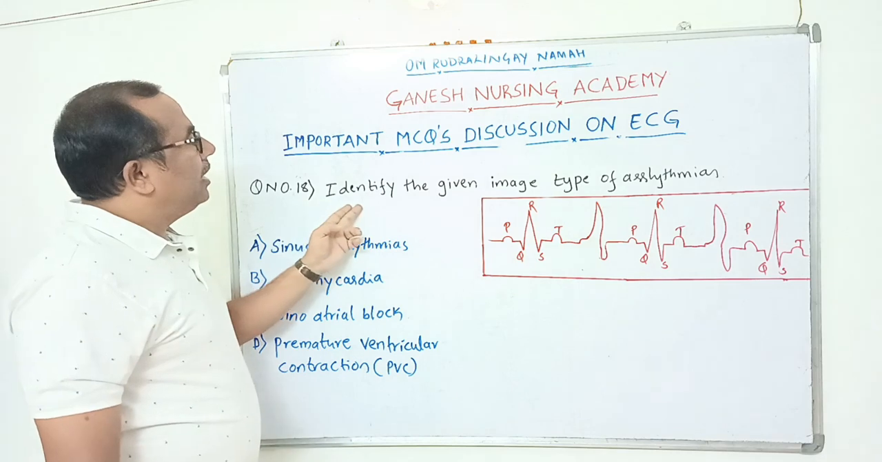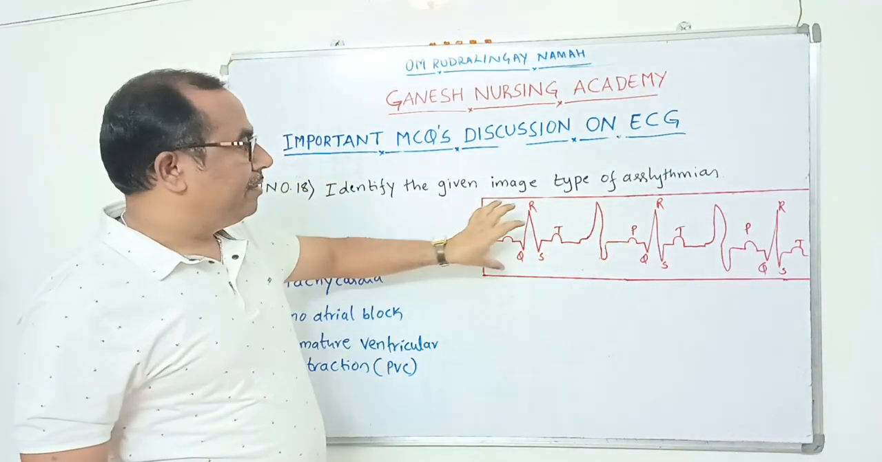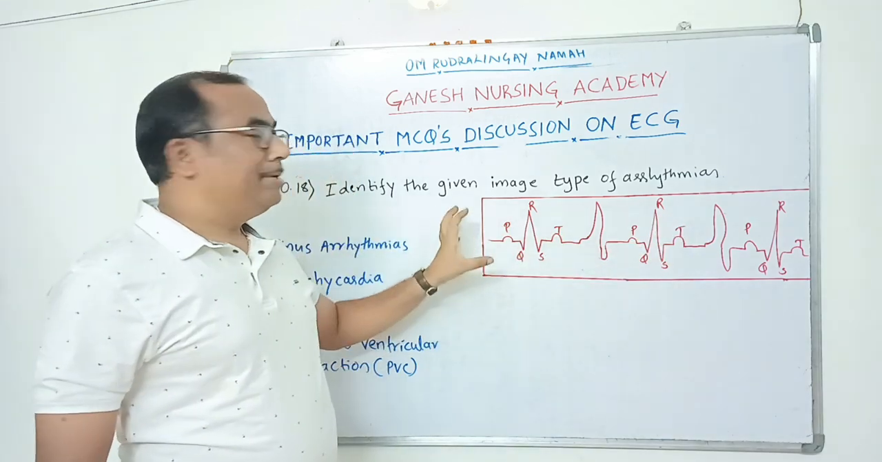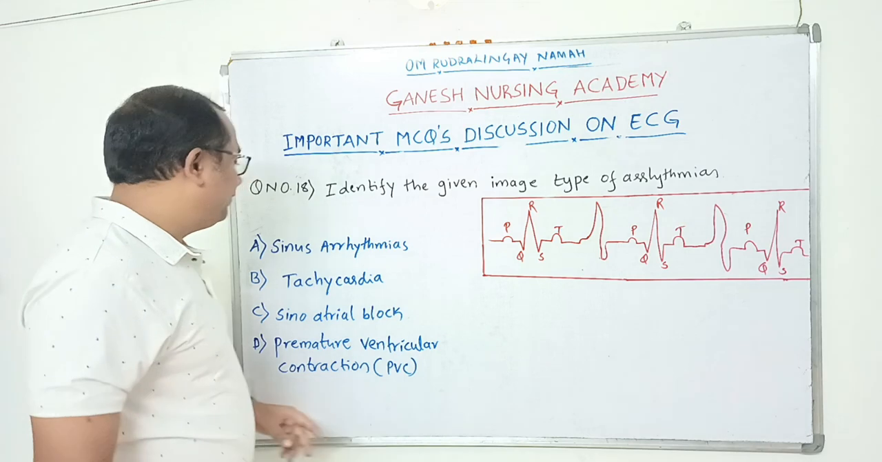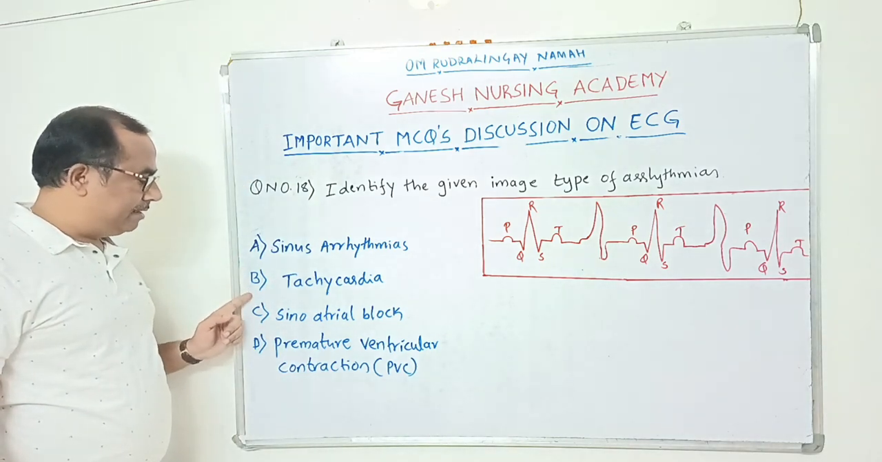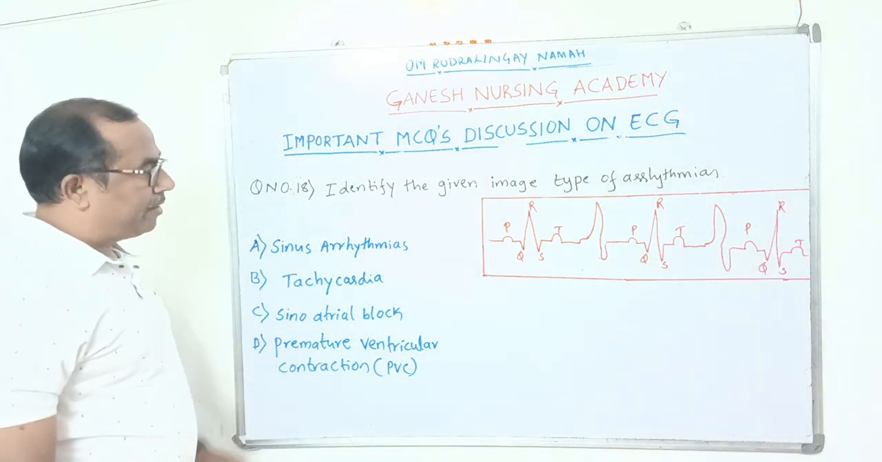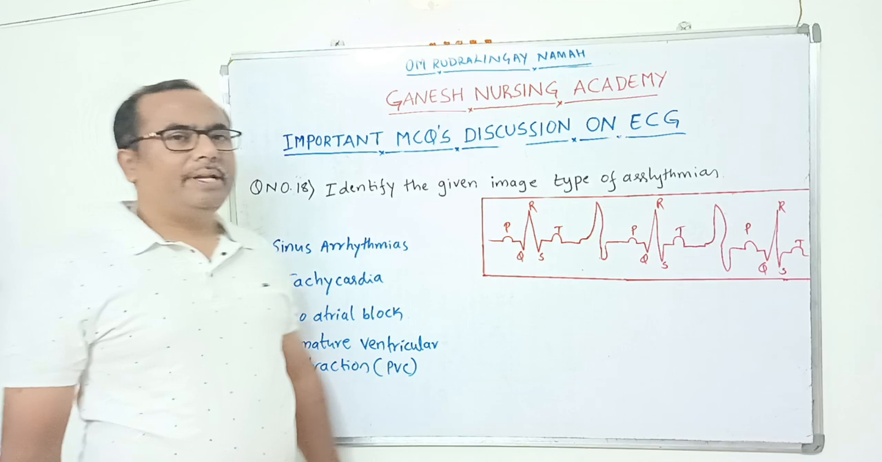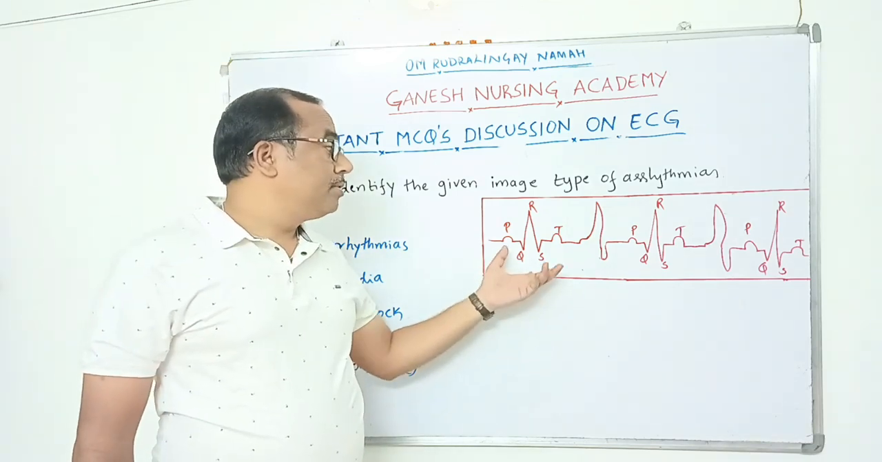Question number 18: identify the given image type of arrhythmias. They have given the image here and it is an image-based question. They ask you to find out what type of arrhythmia it is. Option A is sinus arrhythmias, option B tachycardia, option C is sinoatrial block, option D is premature ventricular contraction. Whenever they give an image-based question, you have to observe the image closely.